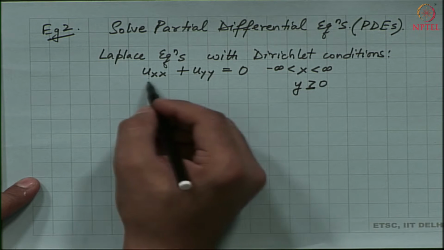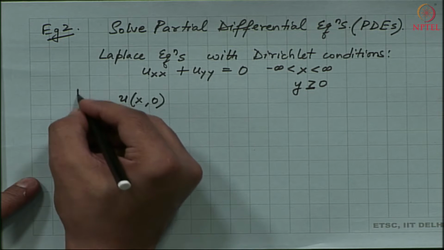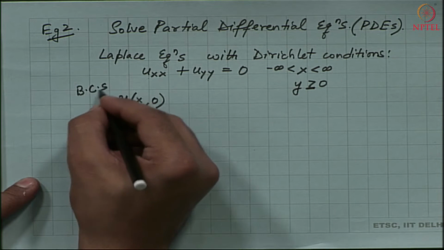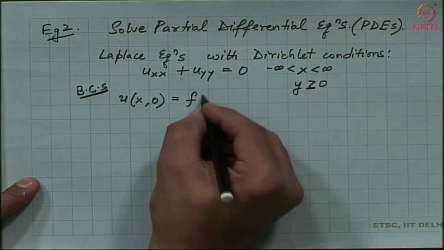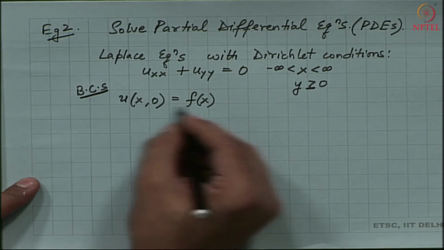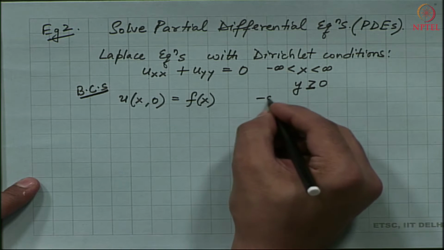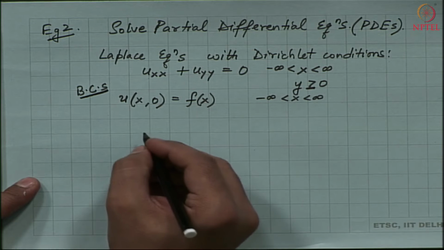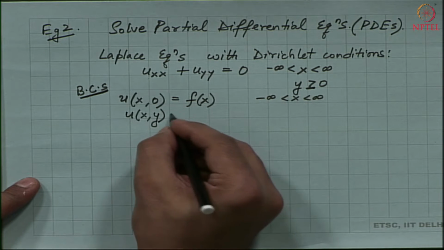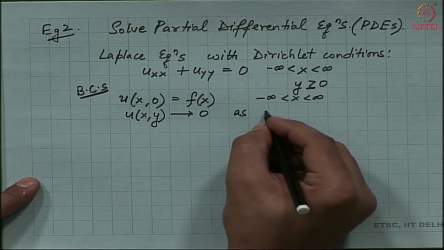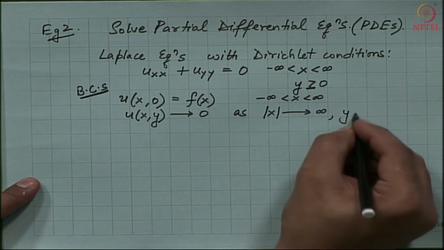Further, since this is a boundary value problem, what do I mean? That there is no time derivative here. So I need two boundary conditions. So my boundary conditions, I am going to denote as BCs. My boundary conditions are as follows: u of x comma 0 is f of x, for x from minus infinity to infinity, and u of x comma y goes to 0 as x goes to infinity or minus infinity and y goes to infinity.